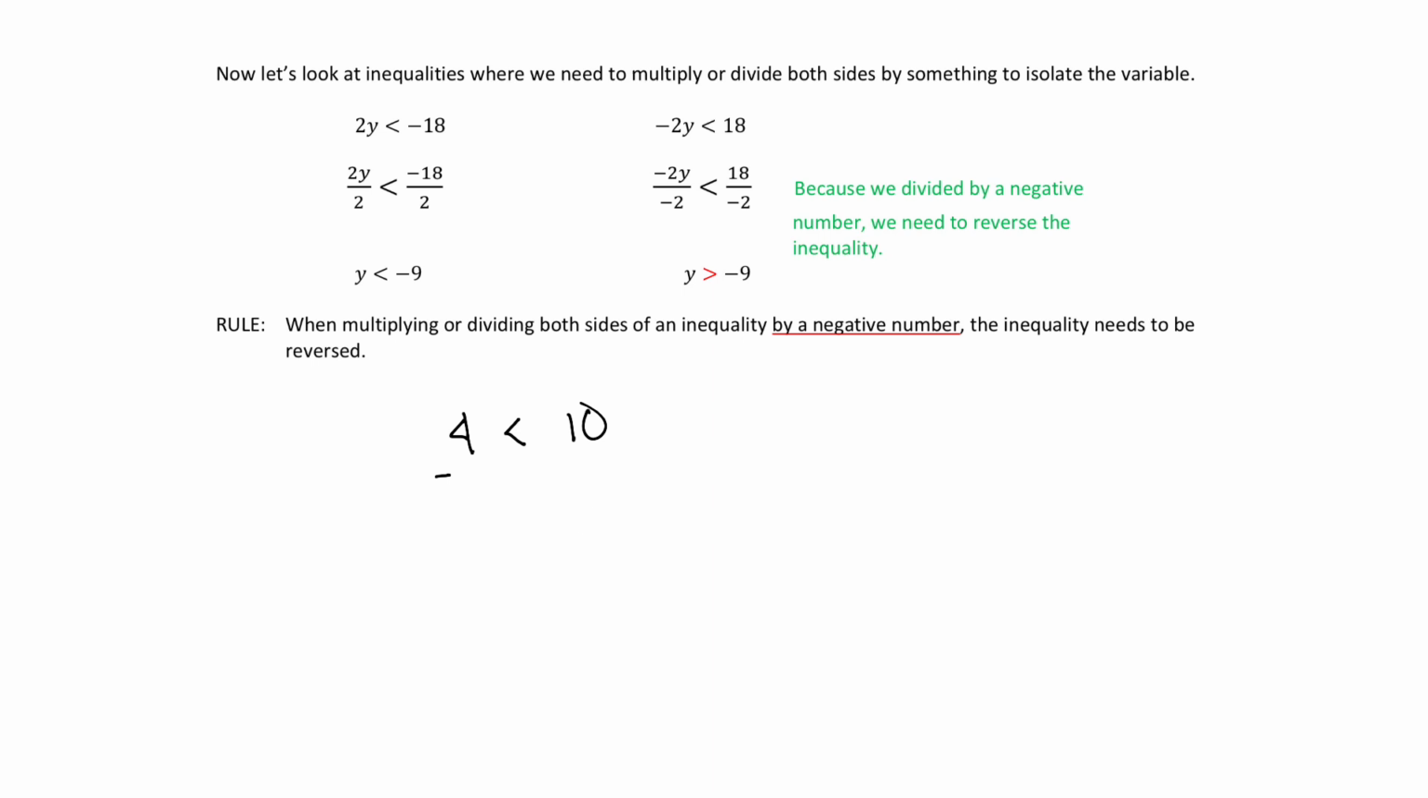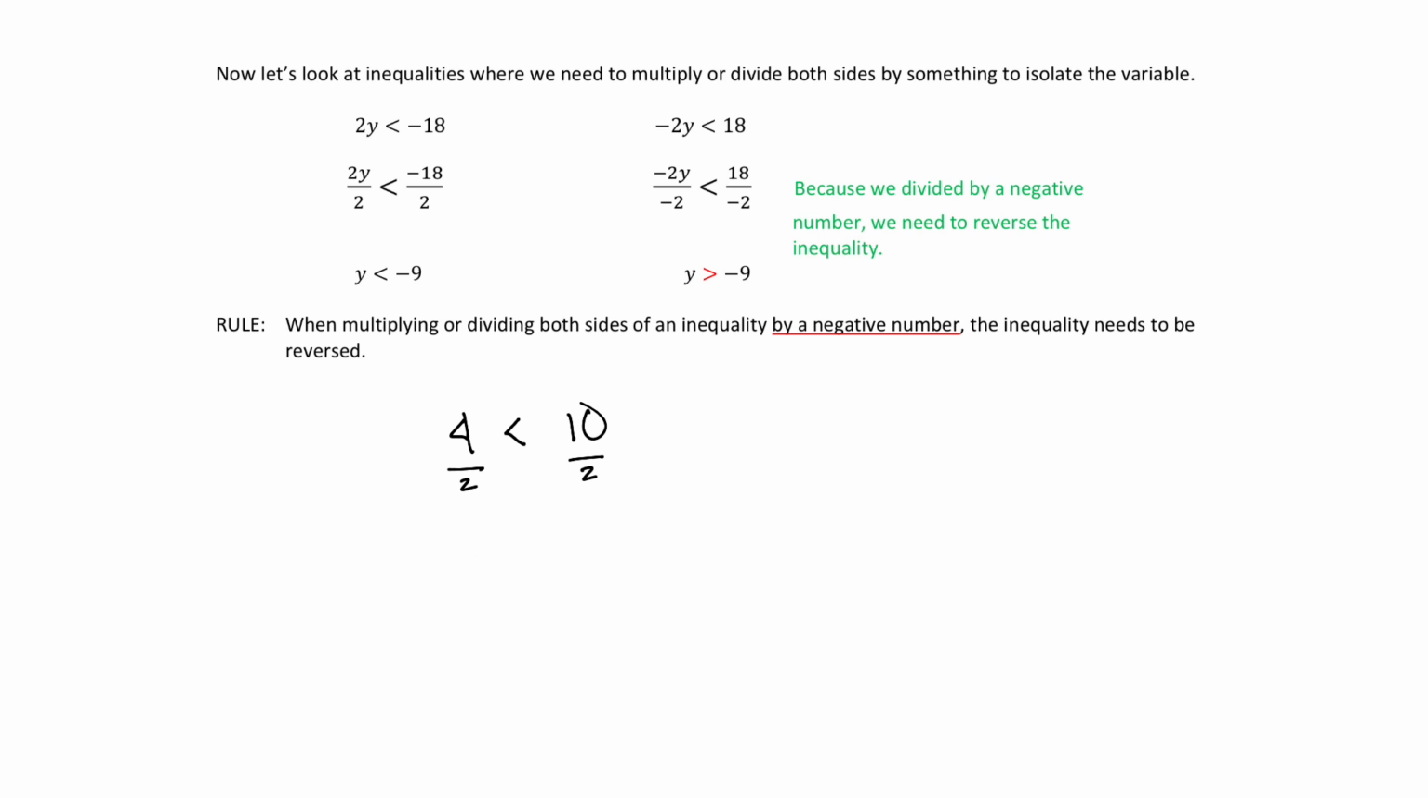Okay, I could times both sides by something. So let's times by 3. I would get 12 and I would get 30. Still less than, not a problem. Okay, let's divide both sides by something. 2. 4 divided by 2 is 2. 10 divided by 2 is 5. It's still less than. The problem comes when you have a multiply or a divide by a negative number.